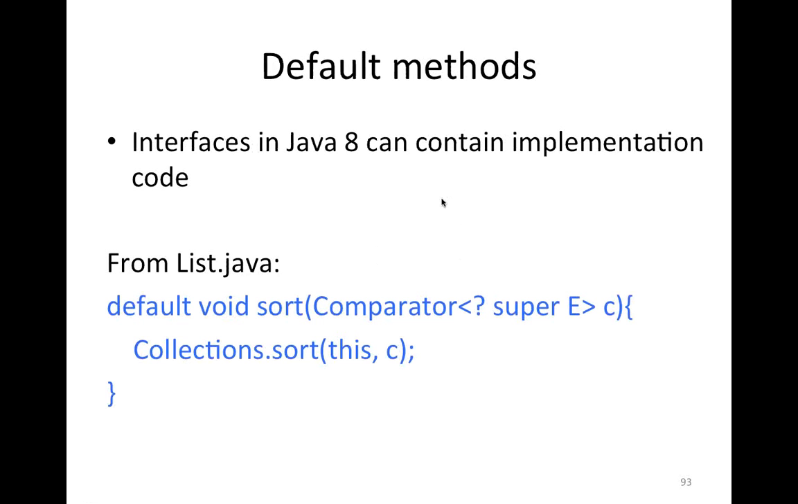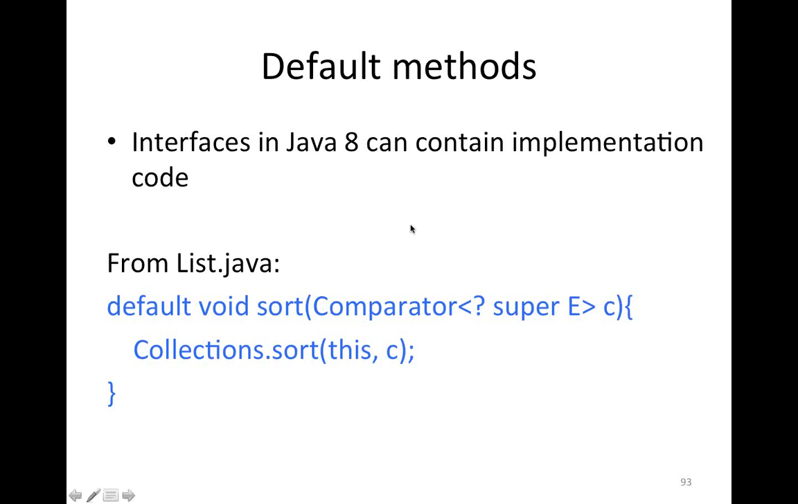So finally, I'd like to talk about another feature of Java 8 called default methods. In a nutshell, a very easy way to describe it is that interfaces can have implementation code, just like classes. If you look at the List interface in Java 8, you'll find default void sort that takes a comparator and then just calls Collections.sort. This is the method we've been using all along during the webinar, and this is how it's implemented.